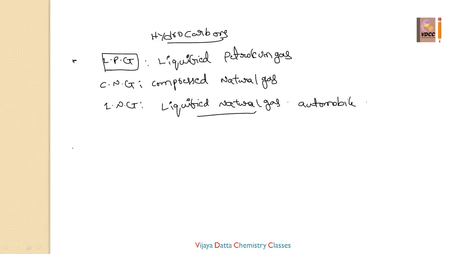Mainly, the definition of hydrocarbons is carbon and hydrogen containing compounds. No other heteroatom will be present in them. Only carbon and hydrogen will be present. Those are said to be hydrocarbons.